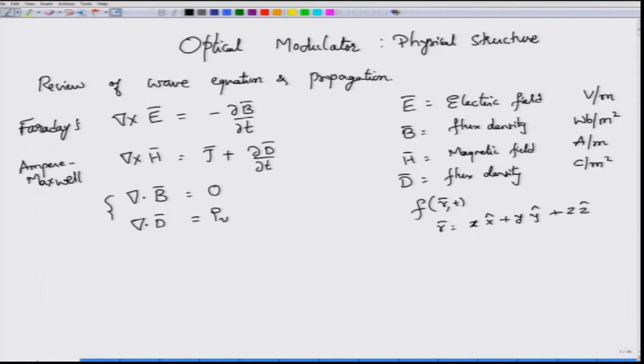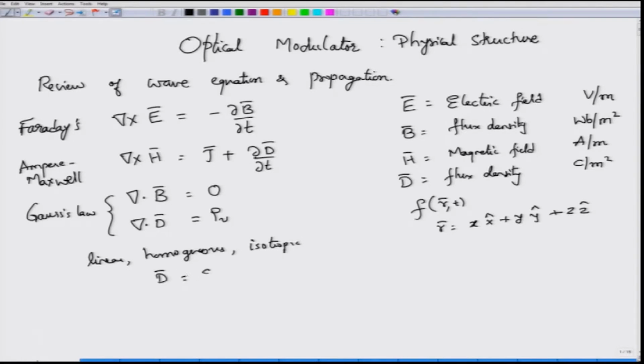These divergence laws are called Gauss's law, one for magnetic fields and one for electric fields, right. If you consider a medium which is linear, homogeneous and isotropic, then this D field can be related to E field.